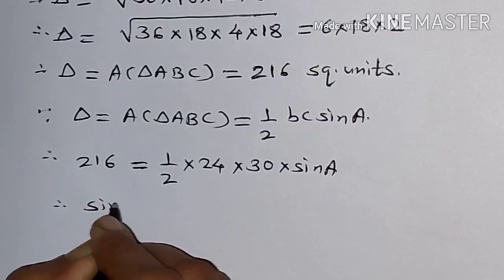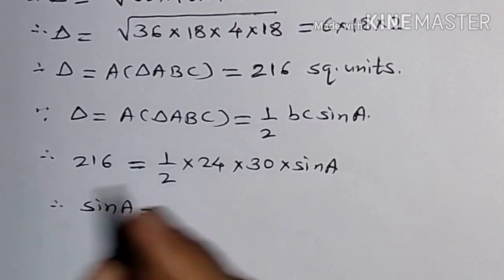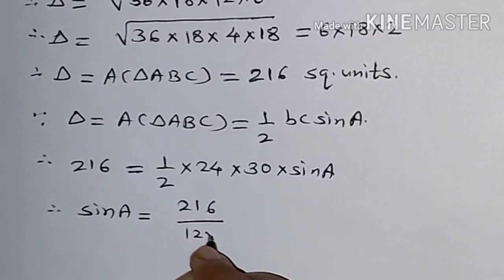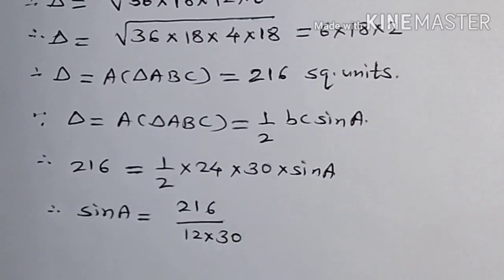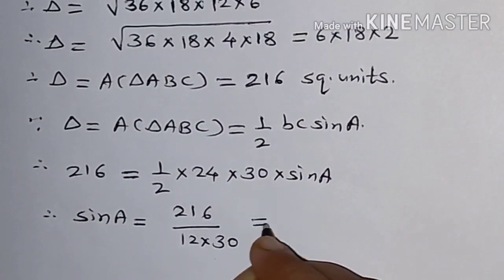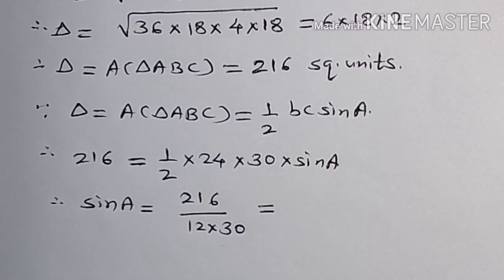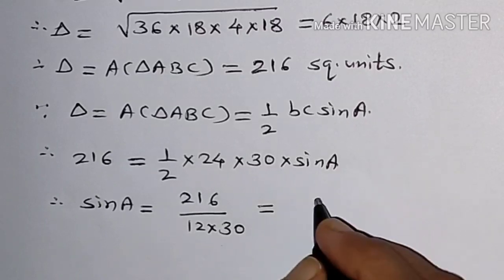Therefore, sine A is equal to 216 upon 12 into 30. So sine A is equal to 3 upon 5.